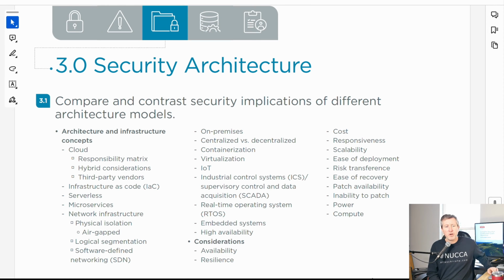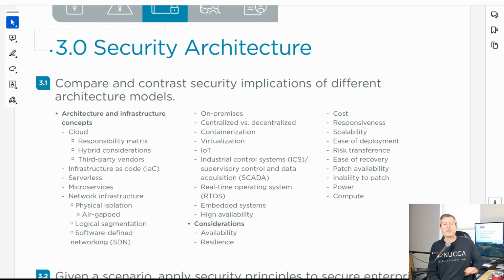Domain 3.0, security architecture. We want to compare and contrast security implications of different architecture models. So we'll talk about things like the cloud. So if you didn't think that the security exams were going to extend into the cloud, that it was just on premises, well, no. As you look at these different organizations that are operating a hybrid environment where they have certain resources on premises and other resources out on the cloud, or a lot of organizations are going 100% cloud, what we call all-in, where they're basically just deploying all of their new infrastructure to the cloud and they're migrating existing on-premises to the cloud where possible as well.